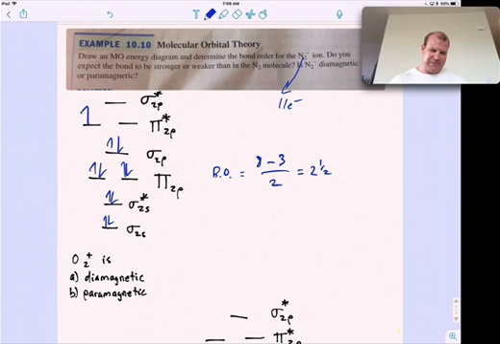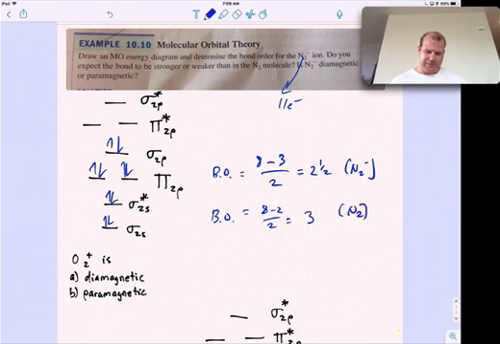Compare this to plain old N2. The bond order for N2 is 8 minus 2 over 2, which is 3. So do you expect the bond to be stronger or weaker? It's weaker for N2 minus. Is it diamagnetic or paramagnetic? It's paramagnetic because it has this unpaired electron right there. Okay?